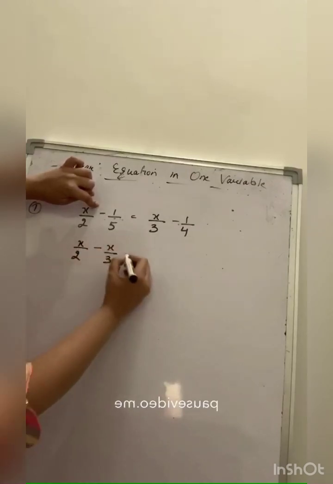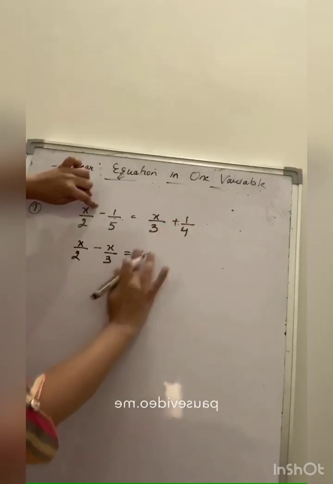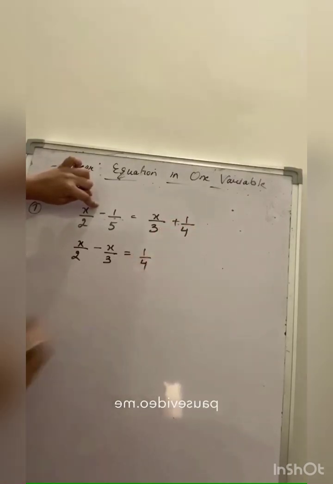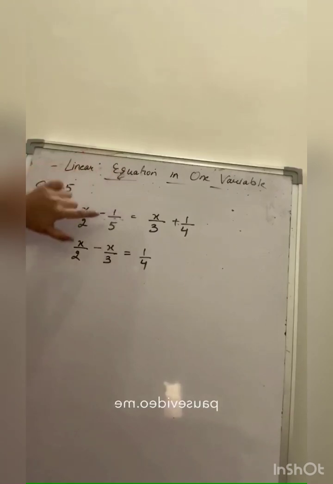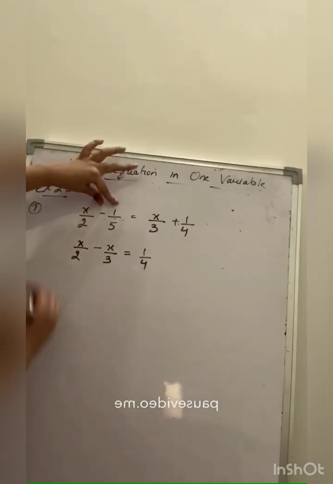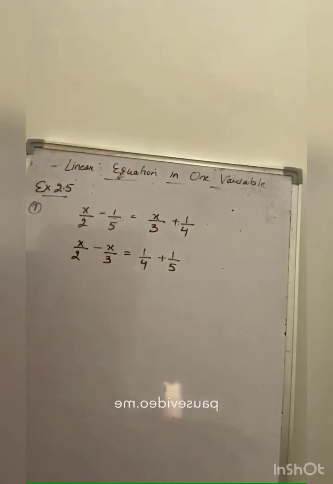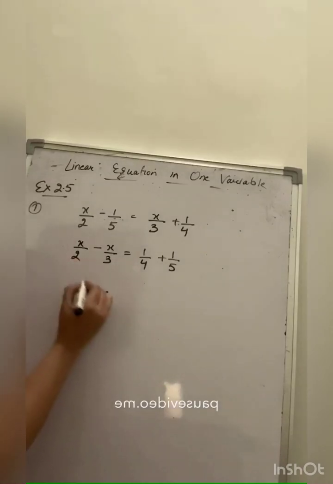x by 2 minus x by 3 is equal to plus 1 by 4, and then this minus 1 by 5 is with negative sign on the left hand side. When it will go on the right hand side, it will become plus 1 by 5. Right? Next is to take the LCM.